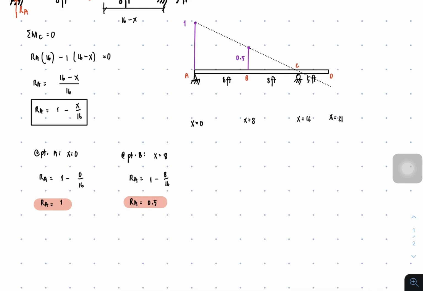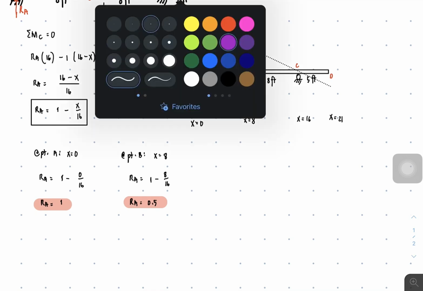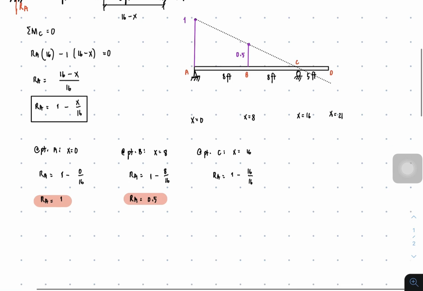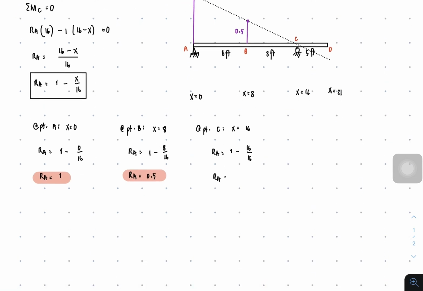Okay, so how about when we are at point C? So at point C, X is equal to 16. So therefore RA, just copy the equation, is 1 minus 16 over 16. So 16 over 16 is 1. So 1 minus 1 is 0. So as you can see, at point C, it really falls at 0. It falls at 0.